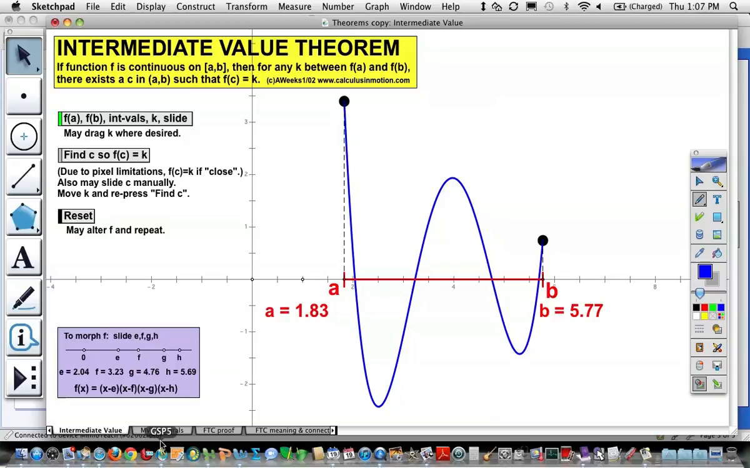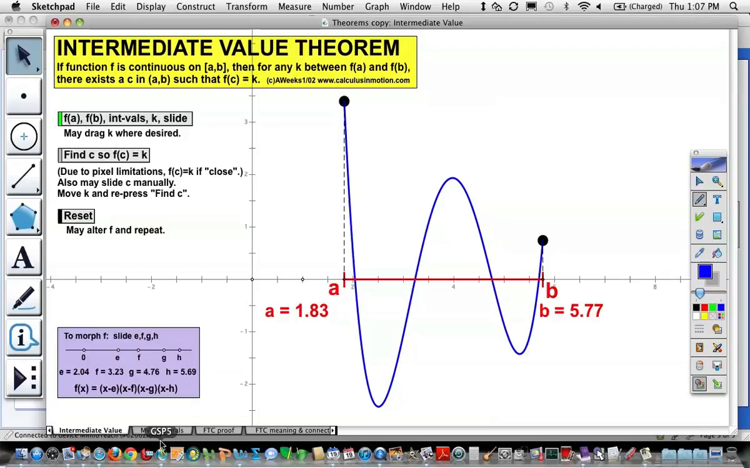F of A and F of B. Now I underlined that because this is the most common mistake people make with the intermediate value theorem. People think we're talking about between the highs and the lows of the graph, the max and the min of the graph. This doesn't have anything to do with max and min.